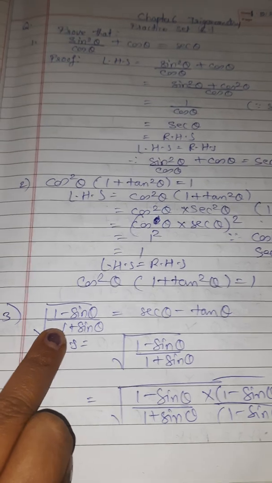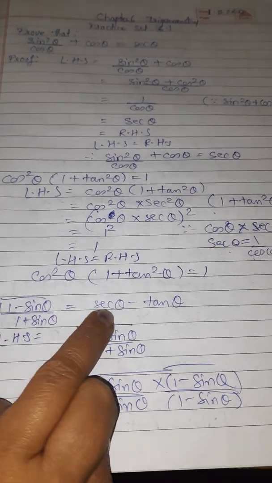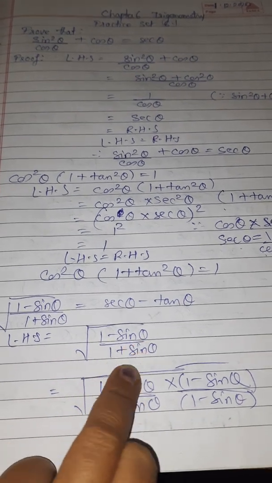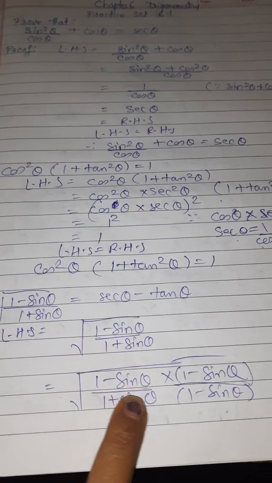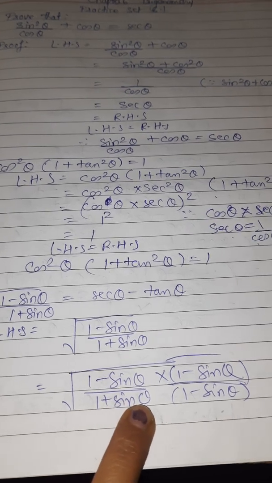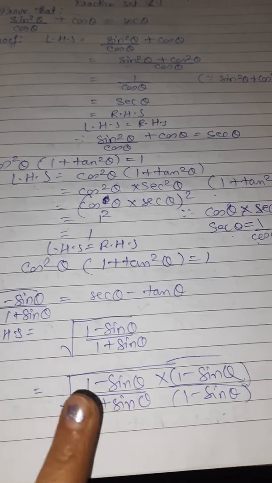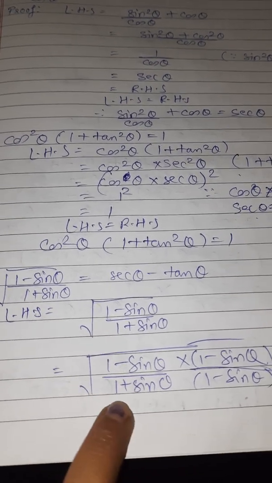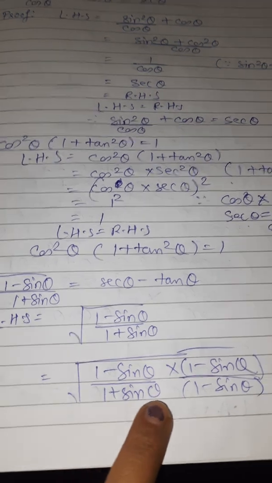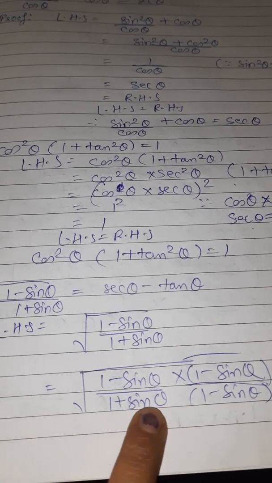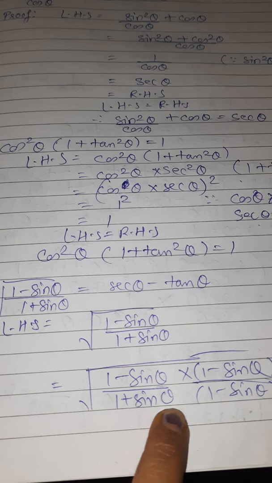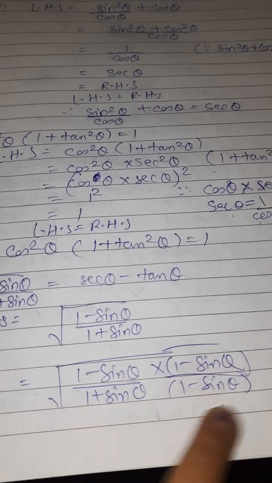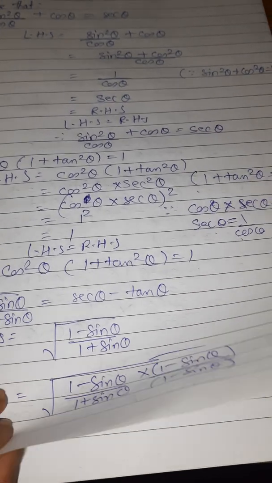Now third question, under root 1 minus sin theta upon 1 plus sin theta equals sec theta minus tan theta. So LHS equals under root 1 minus sin theta upon 1 plus sin theta. You know very well, in a fraction when we have to rationalize the denominator, we multiply both the terms of the fraction by the conjugate term of the denominator. So here 1 plus sin theta is the denominator, so we multiply by 1 minus sin theta upon 1 minus sin theta, the conjugate term meaning the opposite term.